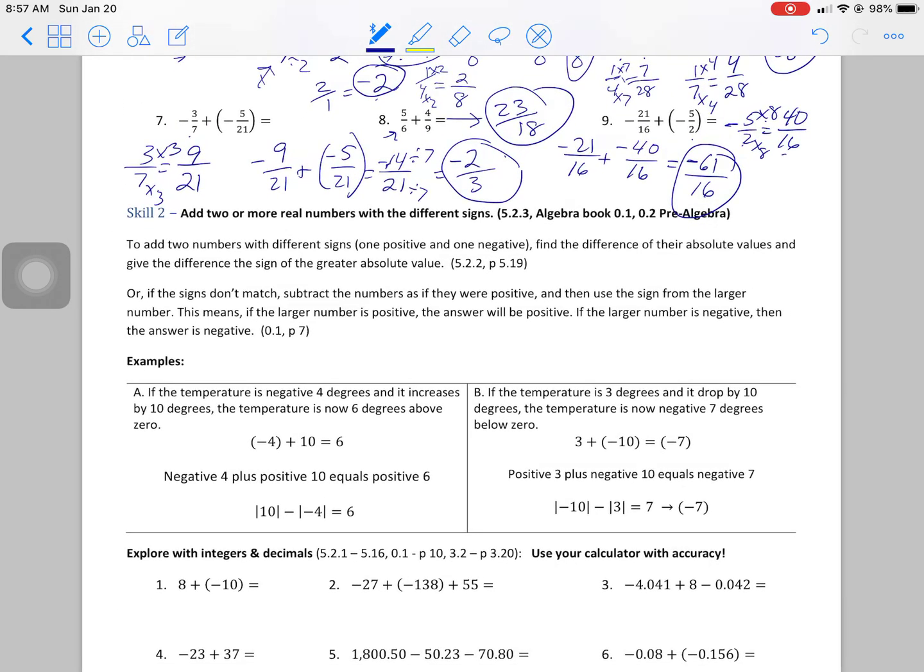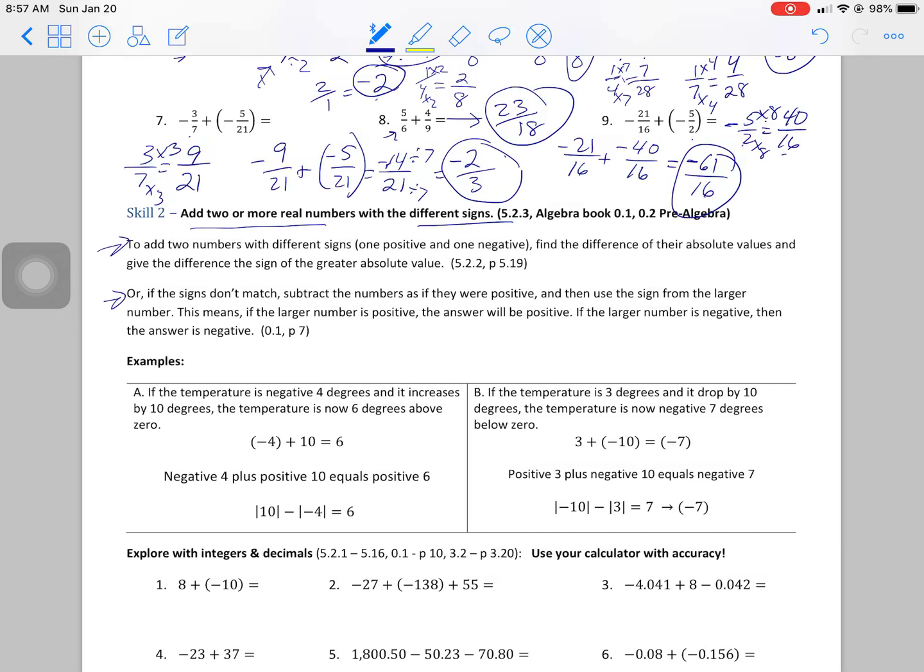All right, so we know how to add and subtract, actually, add positive and negative fractions. Okay, this one, add 2 or more real numbers with different signs. All right, so we had negatives plus negatives equal a bigger negative. Well, what happens when the signs don't match? Okay, so again, we have 2 sets of instructions. Your book does both of them. Pick one that you like and stick with it.